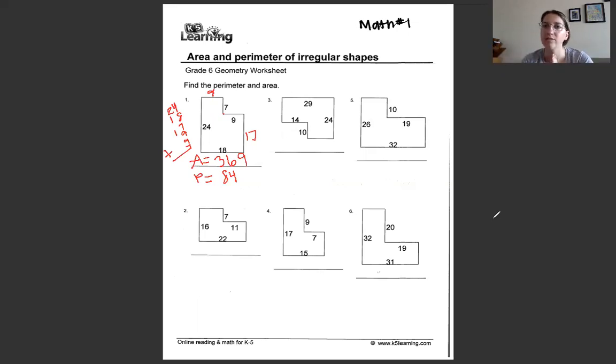It's a lot, I know. So just keep that in mind, okay? Again, you have the answer sheet to double check your answers. So there you go. That is how you do the area and perimeter of this.